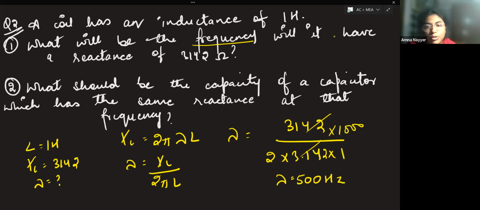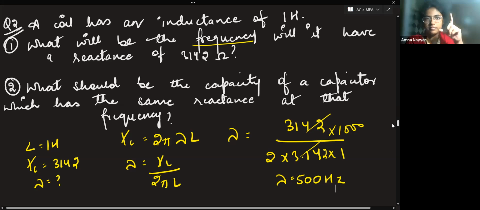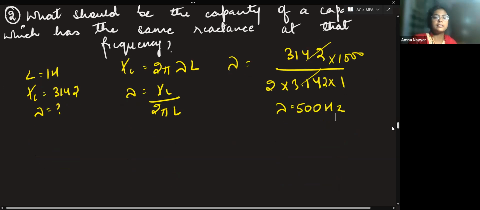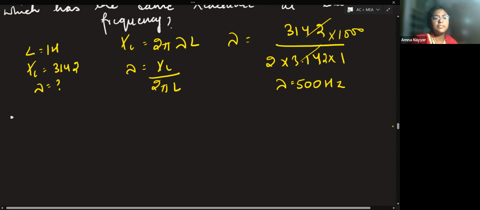The second part says what should be the capacity of a capacitor? Means C you have to calculate, the capacitance value. What should be the capacity of a capacitor which has the same reactance at that frequency? So this is the answer for the first part.